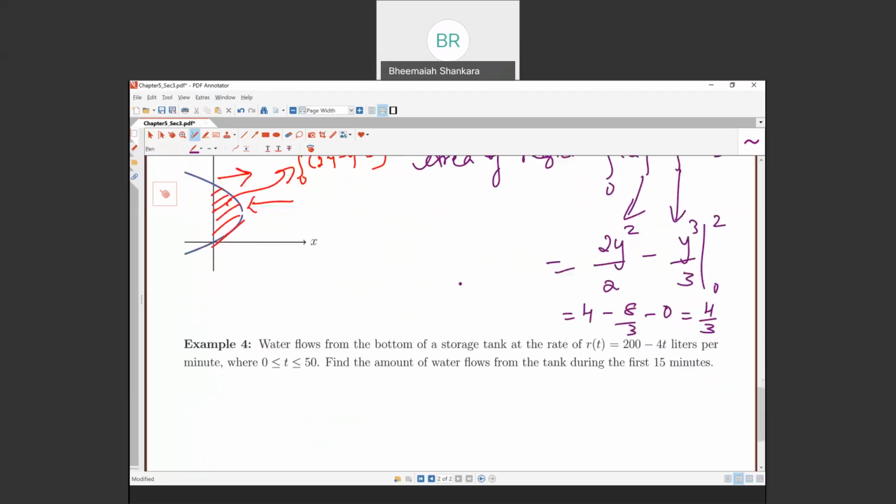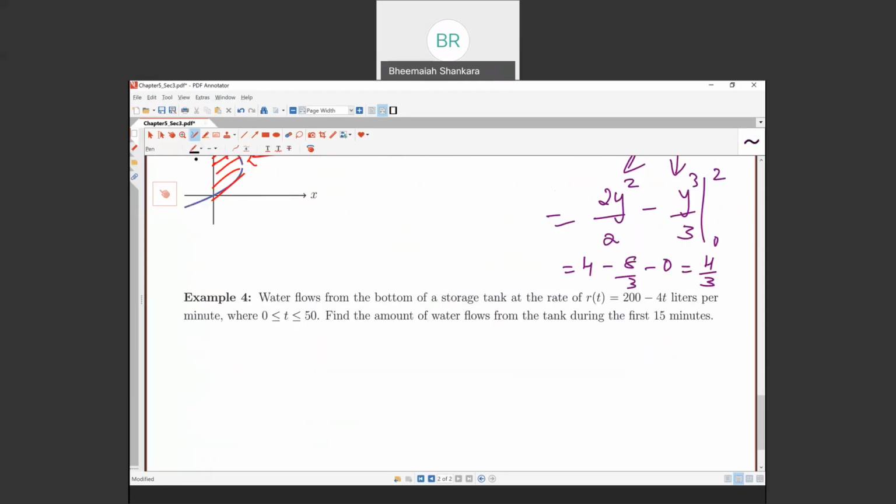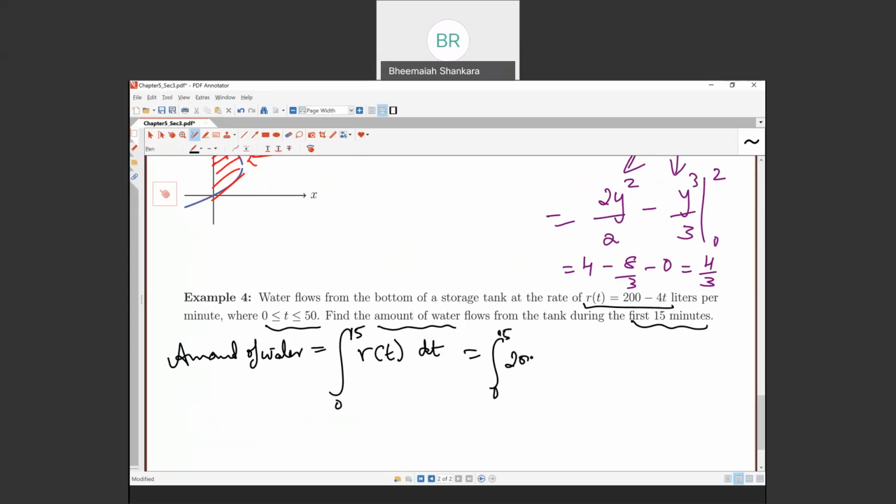So one last example in this section. Water flows from the bottom of a storage tank at the rate of r(t), given by this expression, liters per minute, where t ranges between 0 to 50. You want to find the amount of water flowing from the tank during the first 15 minutes. So you write the amount of water equals the rate function, which is r(t). You want to integrate the function r(t) from the limit 0 to 15 because you want to calculate it for the first 15 minutes. Now write 0 to 15. The function is 200 minus 4t dt.